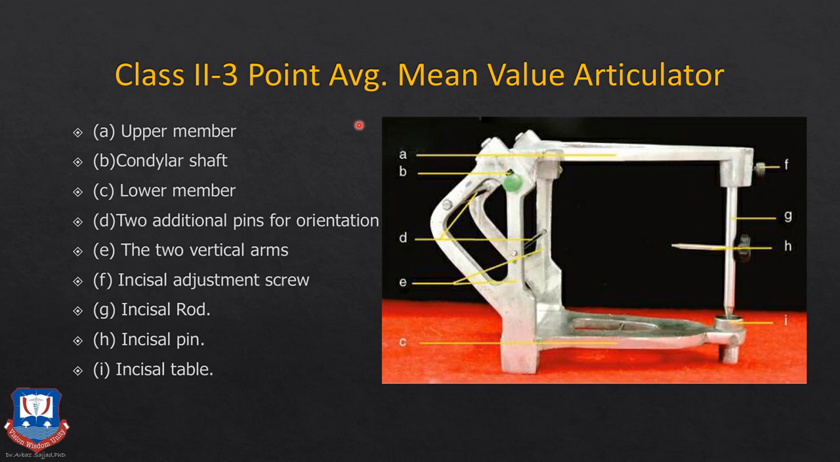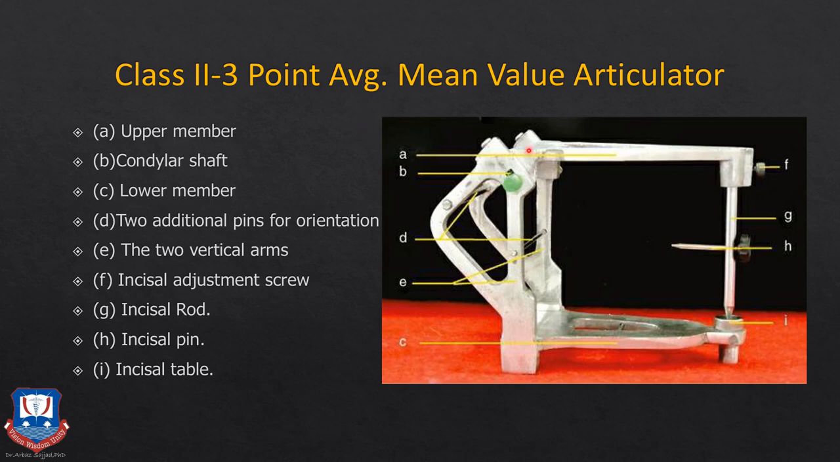So this is a 3-point average mean value articulator. The 3 points are the incisor table and the two condylar studs over here. And this is called average because the intercondylar distance is set to an average of 110 mm, and the condylar guidance and the incisor guidance values are also set to mean values of the population.